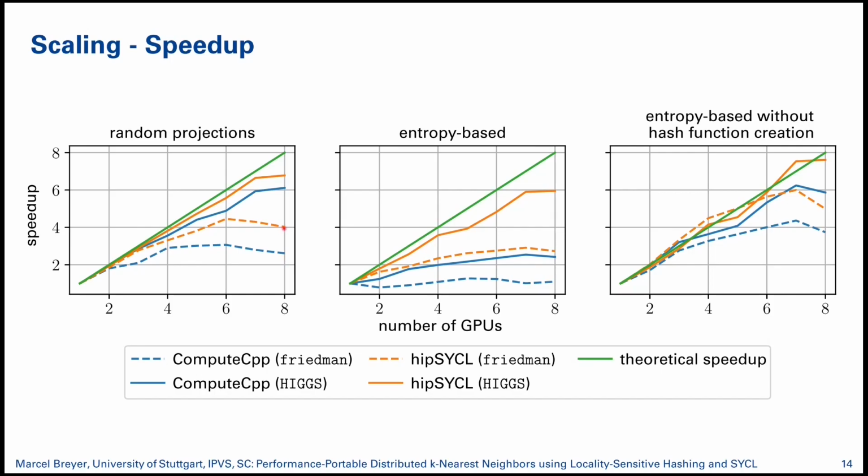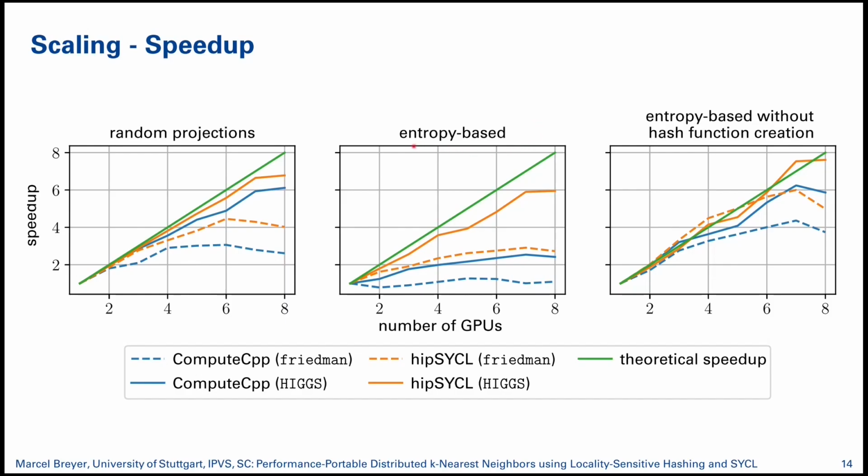However, if I use the Higgs dataset, both parallel speedups improve significantly. HIPSYCL now has a parallel speedup of nearly 7. However, again, Compute CPP scales worse compared to HIPSYCL.